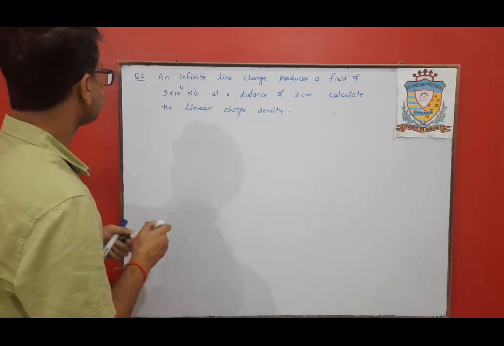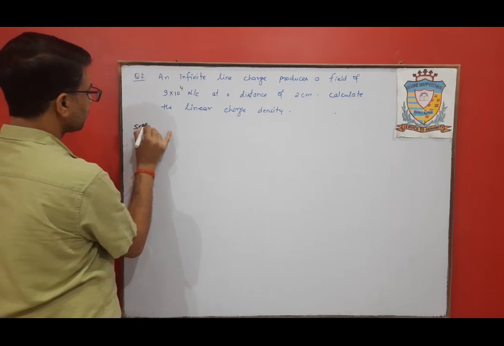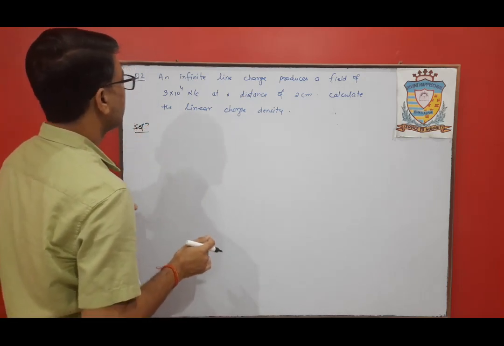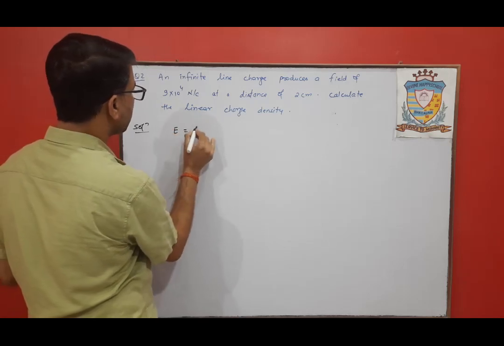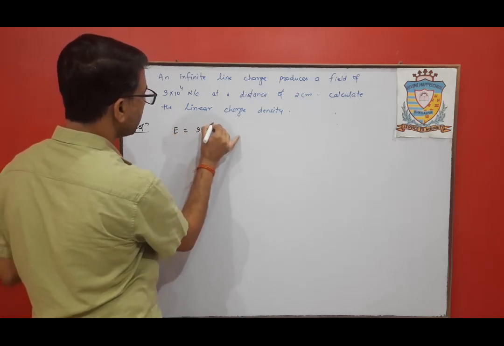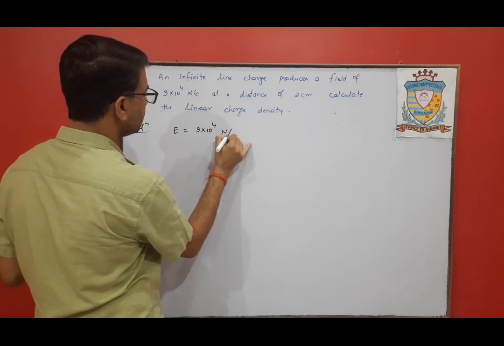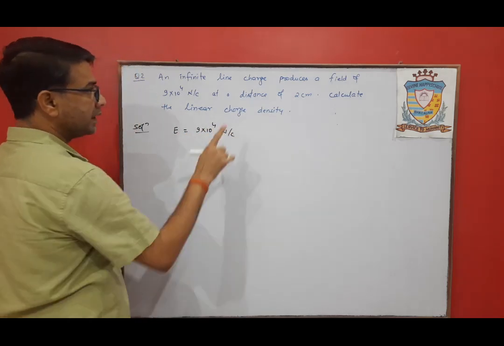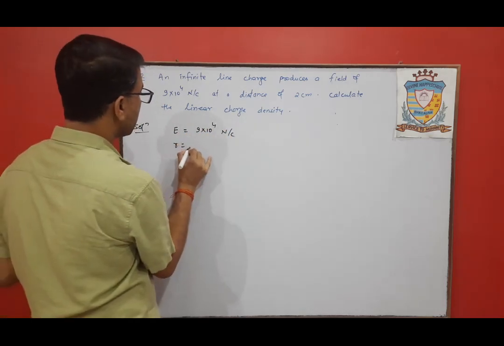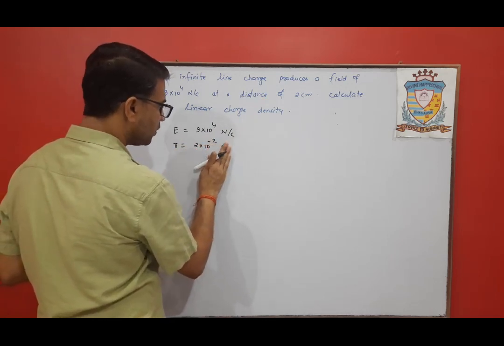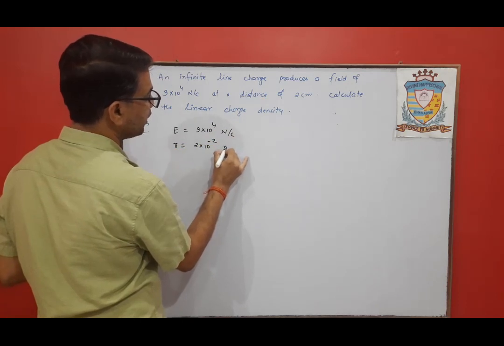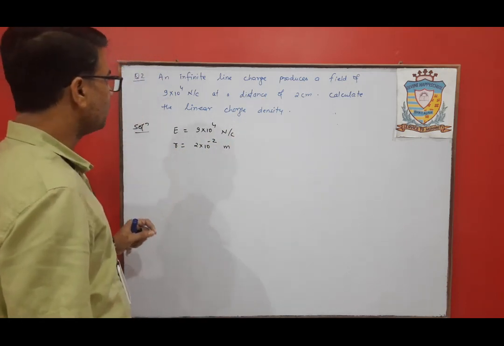Now first, the given part. Newton per coulomb means the value of electric field is 9 into 10 to the power 4 Newton per coulomb at a distance of 2 centimeter, that means r is 2 into 10 to the power minus 2 meter. 2 centimeter means 2 into 10 to the power minus 2 meter.